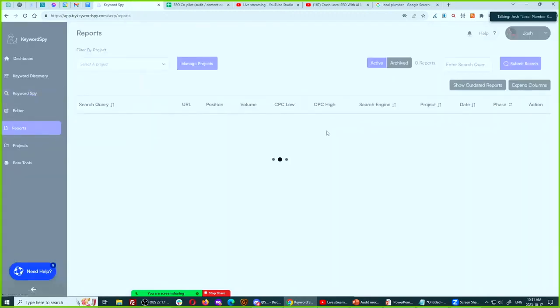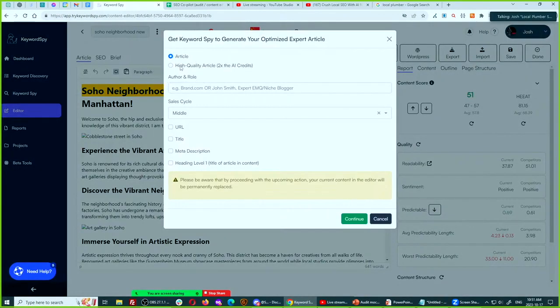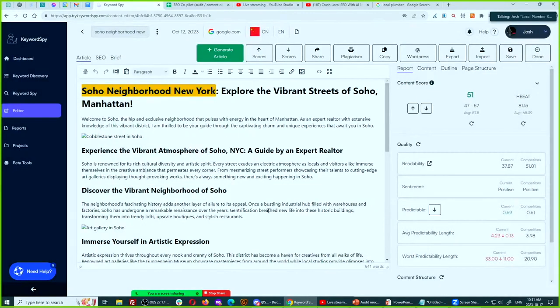Now, basically, when you're working in the editor, you just click Generate Article, you select whether you want a high-quality article or a quickie article, you put in the author, you tell where in the sales cycle you are, you decide whether you want the URL, title, meta description, and the heading, and you click continue, and it would generate the whole thing for you, right? And it would take 5 minutes, 10 minutes tops, depends how busy the system is. So you can go get a coffee, you go get a beer. It takes 5 or 10 minutes tops.